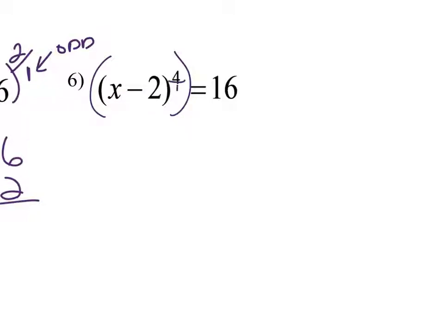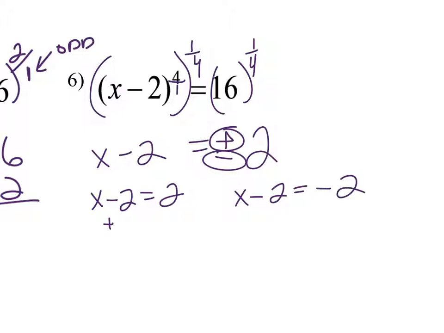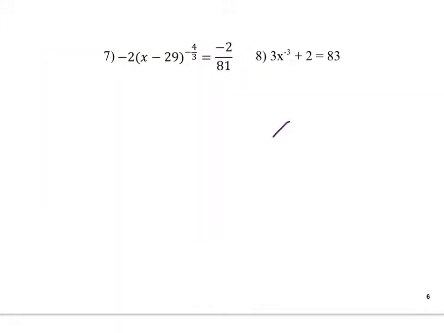Raise this. Remember, this is 4 over 1, so when we flip it, it's 1 over 4 to both sides. This is x minus 2 equals 16 to the 1/4 power. So plus or minus, and then 16 to the 1/4 power is 2. So we have two equations to solve. X minus 2 equals the positive 2, and x minus 2 equals the negative 2. And we solve, and we get two answers. 2 for the price of 1. 4 and 0.